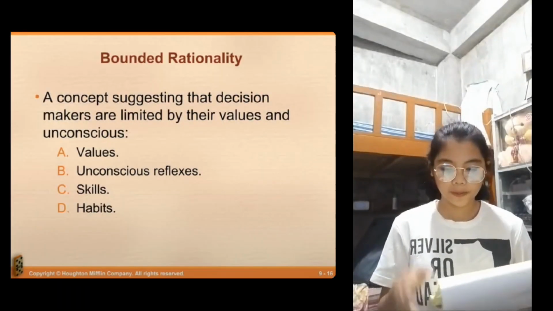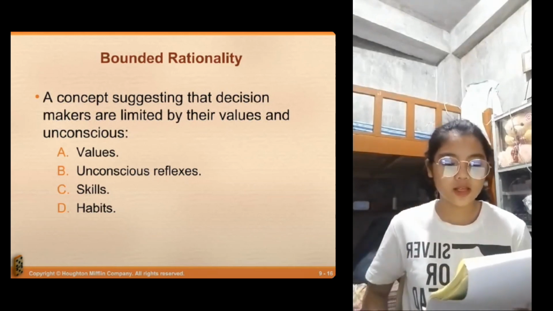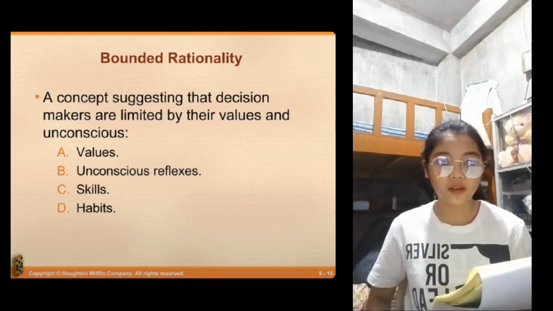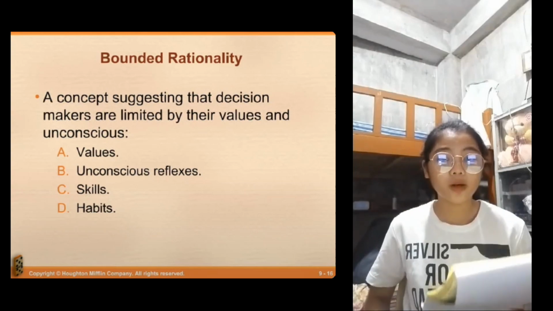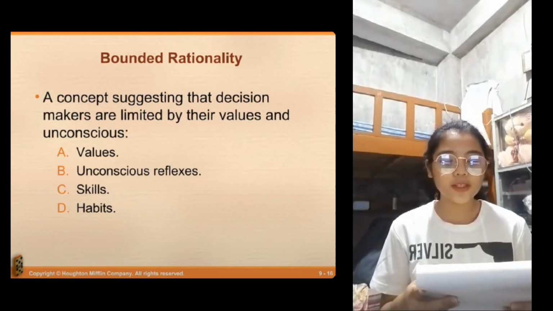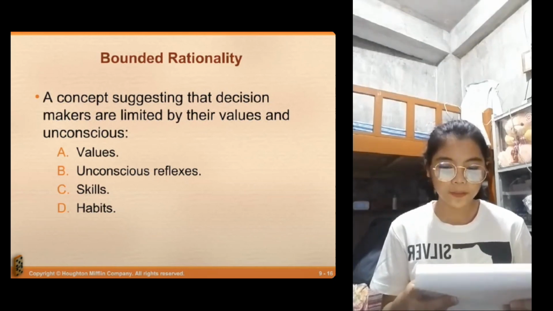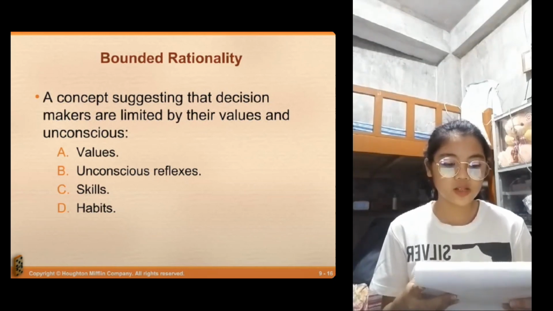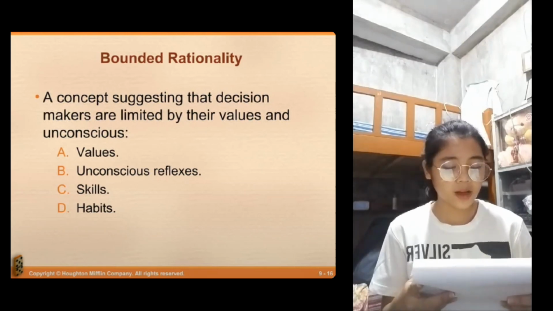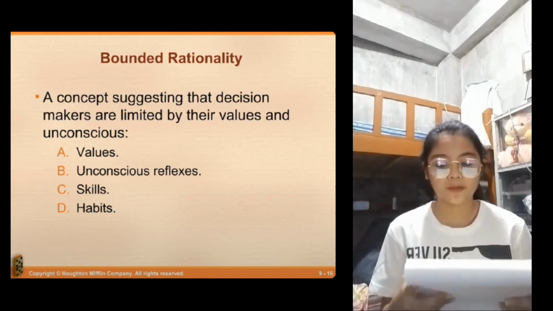Bounded rationality. A concept suggesting that decision makers are limited by their values and unconscious. Bounded rationality is a human decision-making process in which we attempt to satisfice rather than optimize. Bounded rationality thinking is limited by the available information, the tractability of the decision problem, the cognitive limitations of our minds, and the time available to make the decision. This type of thinking is called satisficing, or doing the best you can with what you have.